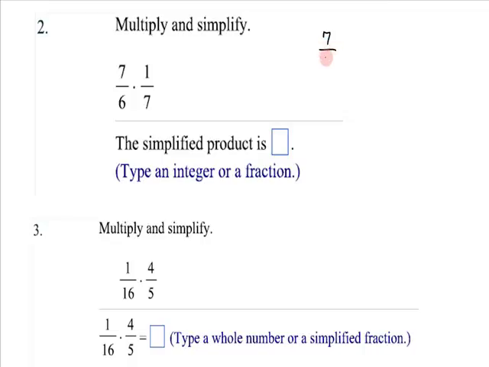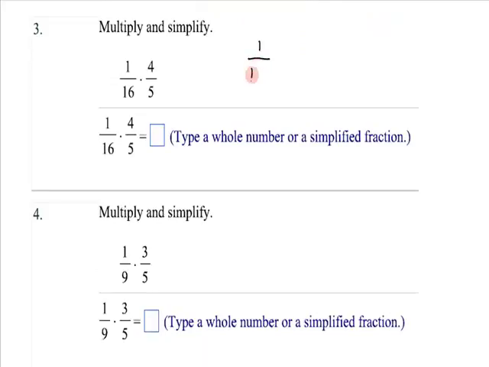I have 7/6 times 1/7. The multiplication dot reminds me of the knot of the bow tie, so I know to look this way, up and down, up and down. Once again, I look at this diagonal and I see 7 goes into 7 once, 7 goes into 7 once. I look at this diagonal, I look up and down, I don't see anything else that I can reduce or divide out. 1 times 1 is 1, 6 times 1 is 6. Next one.